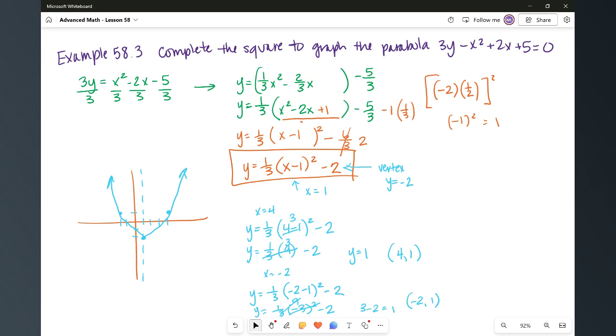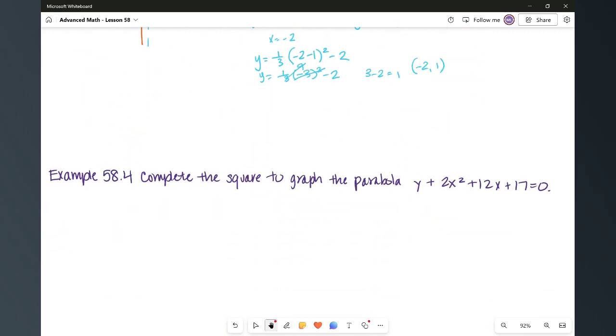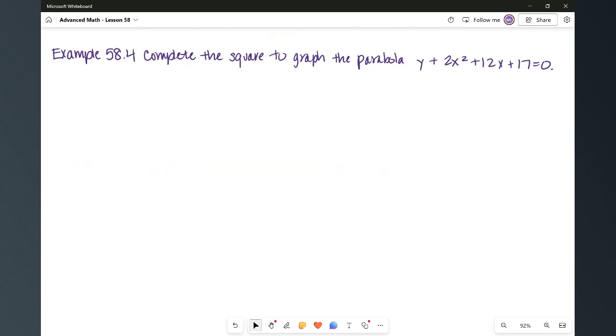All right, that's your answer to this problem. We're going to try one more example, and then you guys are done. All right, example 58.4. Complete the square to graph the parabola. y plus 2x squared plus 12x plus 17 equals 0.